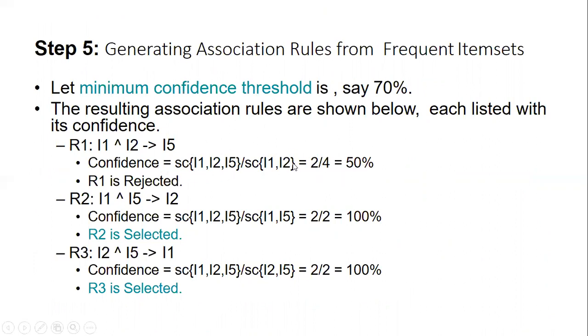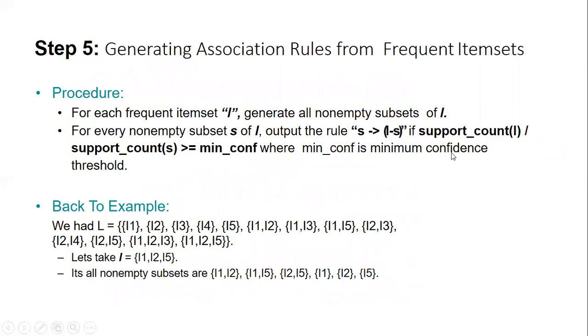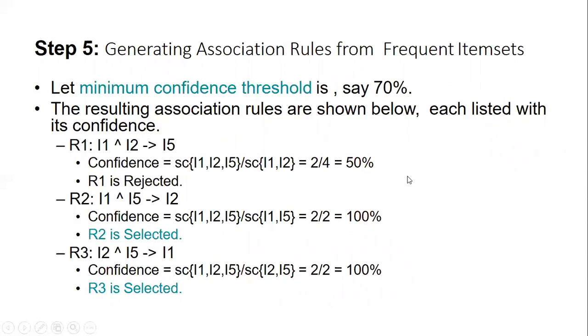Confidence is this formula, that is support count of L divided by support count of S, where the rule is S to L minus S. So I'll show you. This is a rule we are giving like this. Rule 1. Suppose we have a rule like this.